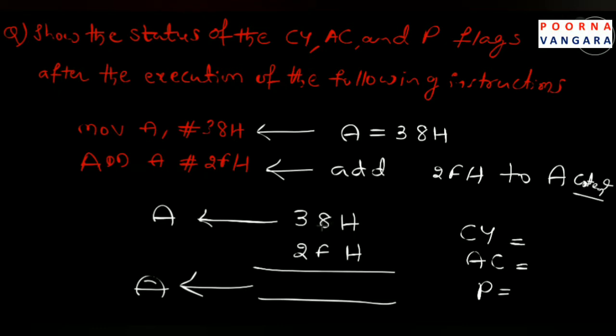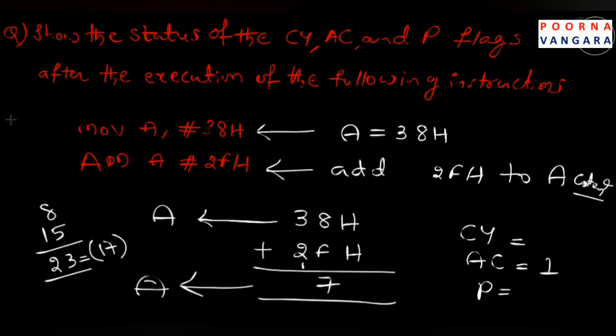So first step is 8 plus F. F is 15, so in decimal it is 23. 23 in decimal is in hexadecimal 16 plus 7. So that means 7 in hexadecimal. You need to write 7 here, and 1 will be forwarded as carry to the next nibble. So that means there is an auxiliary carry, right?